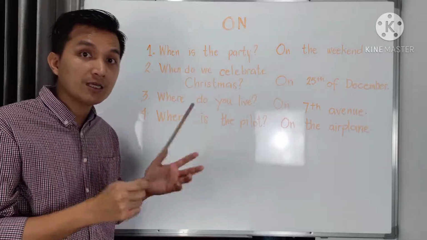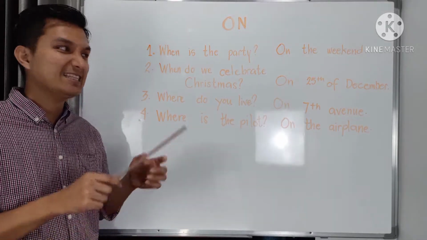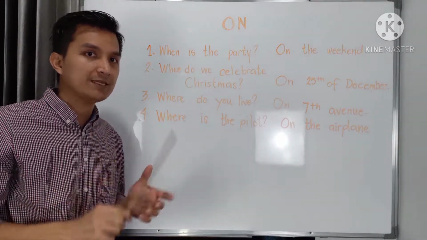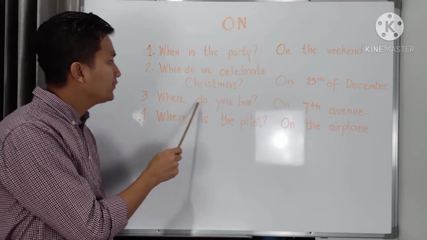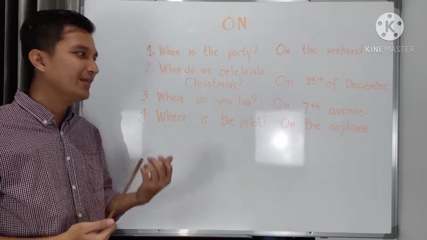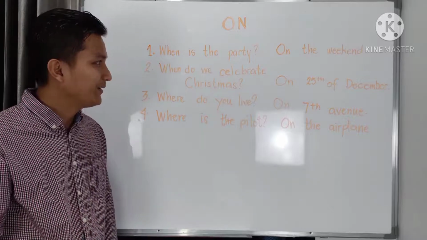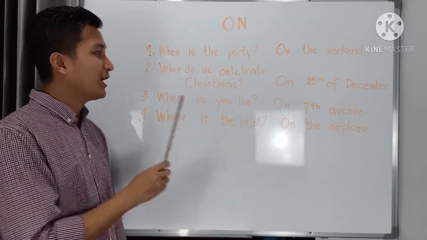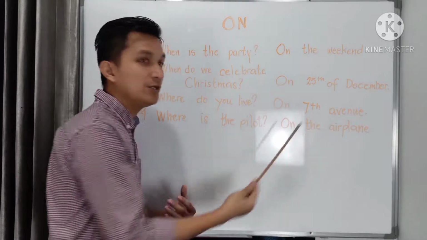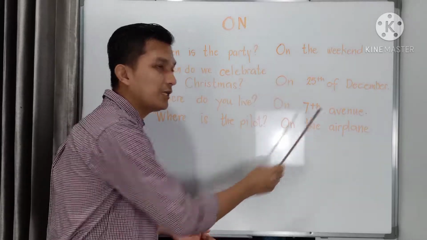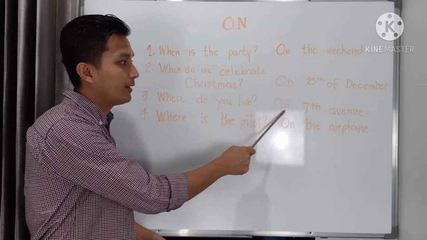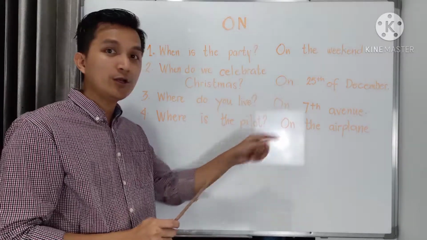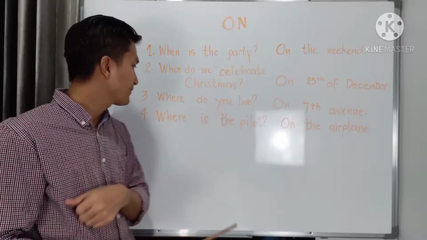Because we are talking about a certain date, right? You are sure that on the 25th of December we celebrate Christmas. Where do you live? Very good. On 7th Avenue. Alright, good job. So if you are talking about an avenue or a street, you are going to use the preposition on. Or for example, where do you live? On Wall Street. Okay, very good.